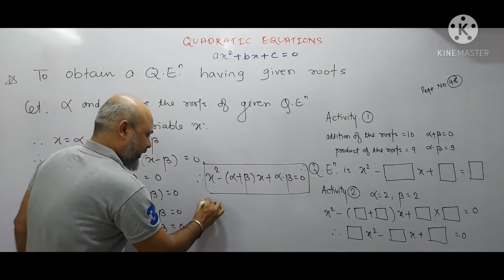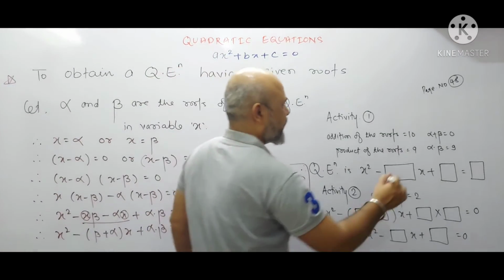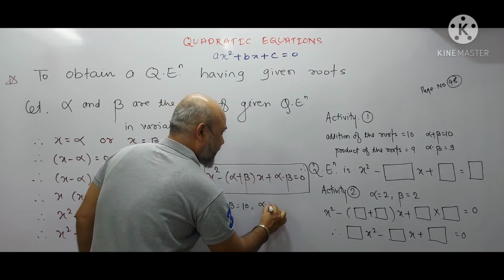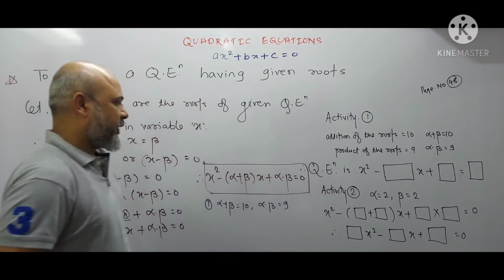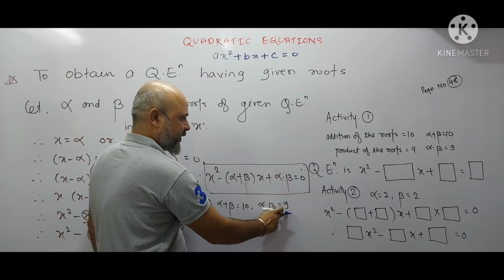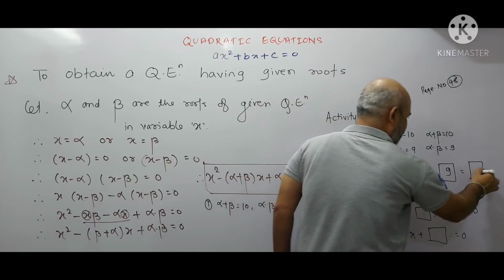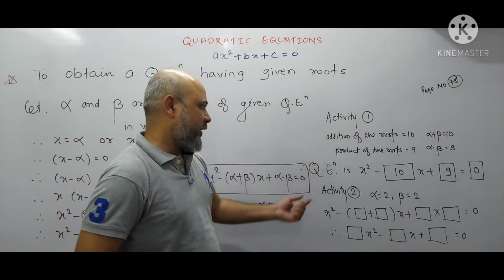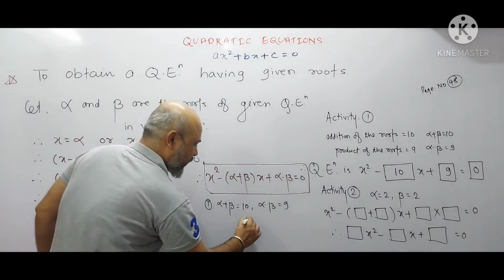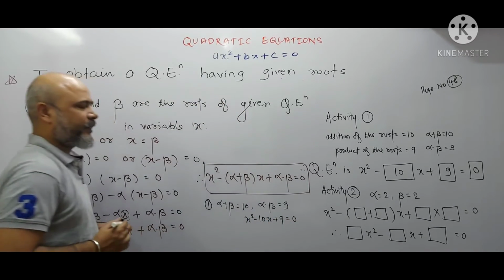So in the first activity, what is given? Alpha plus beta is equal to 10, and alpha into beta is equal to 9. You have to frame the quadratic equation. So what will be alpha plus beta? 10, alpha into beta 9. So simply here you will write 10 and here you will write 9, and this is equal to 0. So the quadratic equation is what? X square minus 10x plus 9 is equal to 0.